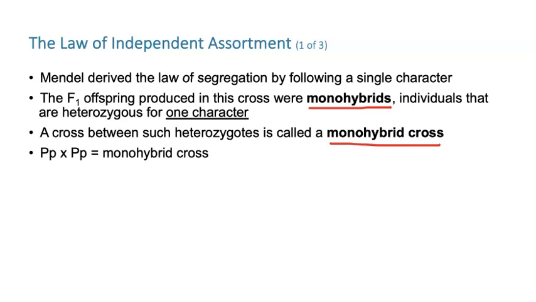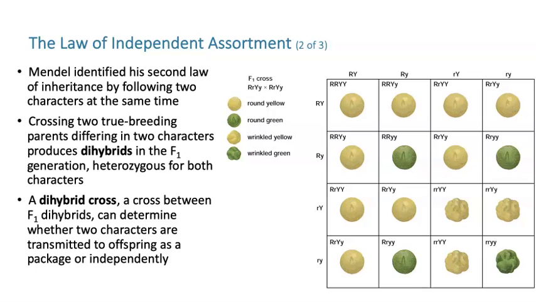But he didn't stop there. No, he got very creative. And what he figured out was that if you look at two characteristics at the exact same time, you would be able to figure out how traits were inherited at the same time. So he identified his second law by following two characteristics. Again, we have to say at the same time.